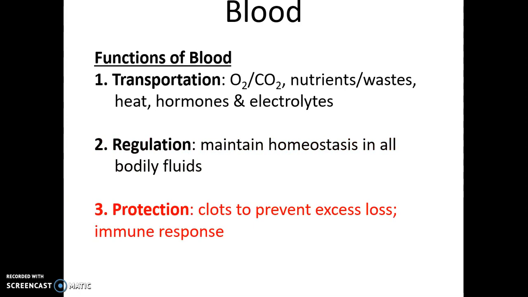And then, of course, protection. Two forms of protection. One is the protection from excessive loss of blood. So this occurs primarily through the formation of blood clots, and also protection from pathogens via the immune response.